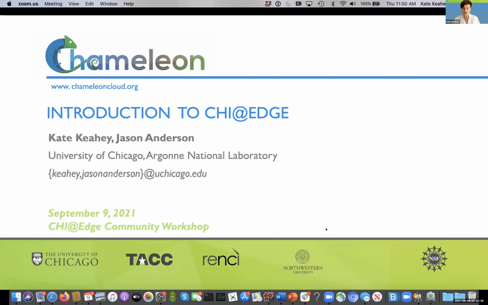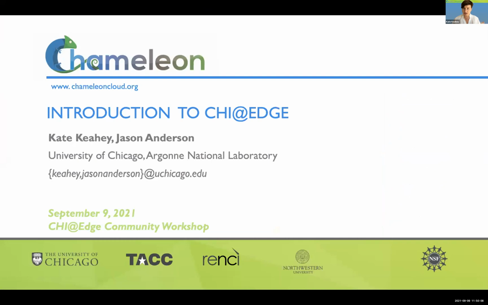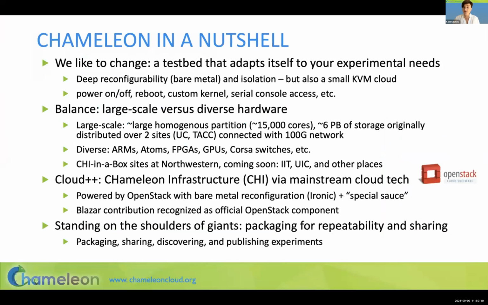So, introduction to CHIEdge. First of all, I realize that many of you are new to Chameleon, so a quick description of what Chameleon does. Chameleons are renowned for their adaptability, right? They're very changeable animals, and the testbed follows that pattern. It adapts itself to your experimental conditions. So when you come to the testbed, you can allocate whichever resources you need for your experimentation.